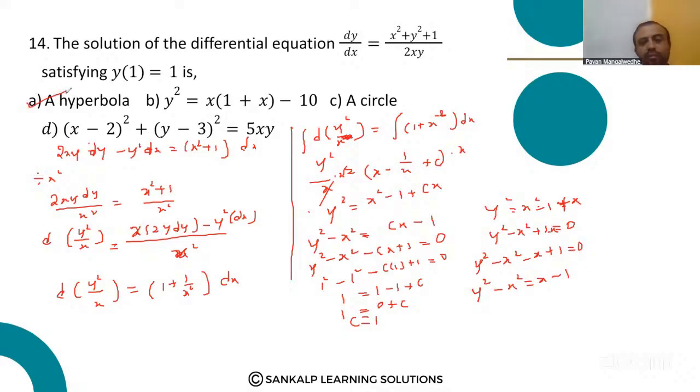Why? Because the given equation is a conic section of the form ax square plus bxy plus cy square and so on equals 0. So here b square minus 4ac is greater than 0. When it is greater than 0, the given condition is a hyperbola.